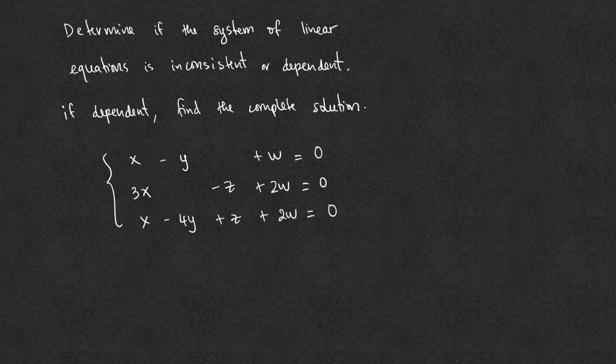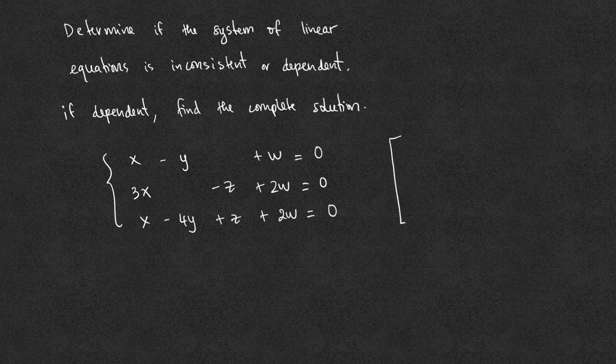Determine if the system of linear equations is inconsistent or dependent. If dependent, find the complete solution. First, we obtain an augmented matrix for the system of equations of 4 variables, but there are only 3 equations.